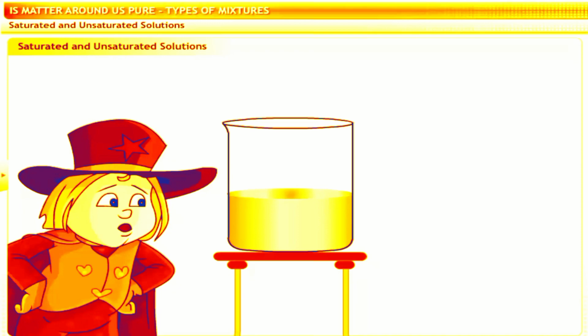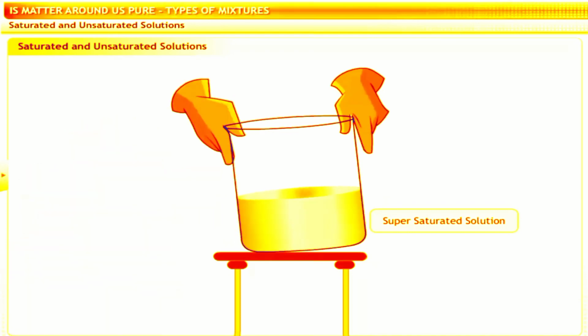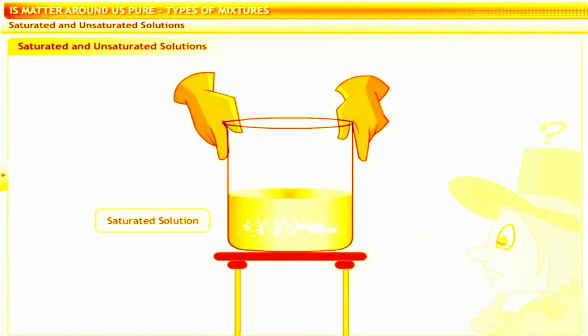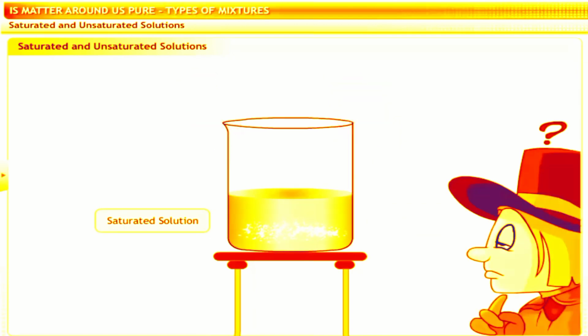This means that the solute dissolved in the present solution is more than its solubility. The type of solution that we just discussed is called a supersaturated solution. In this solution, the solute present is more than in the saturated solution. Even a slight disturbance will make the solute precipitate out, and you will be left with a saturated solution.